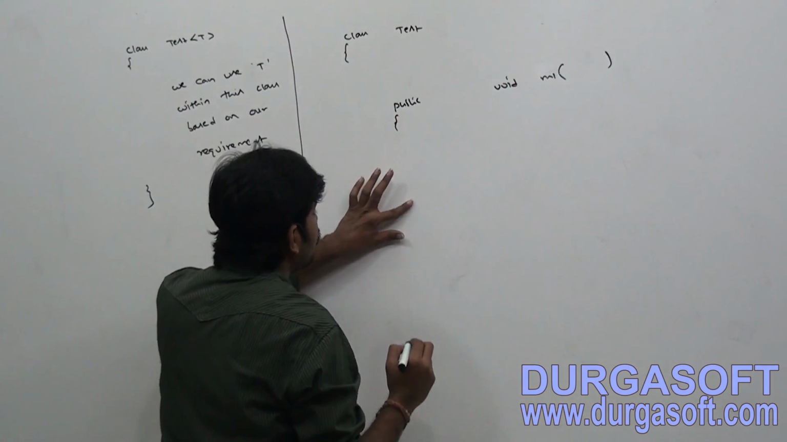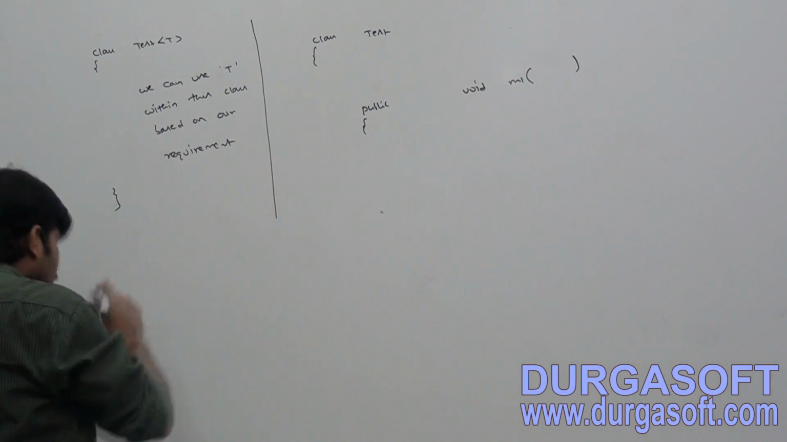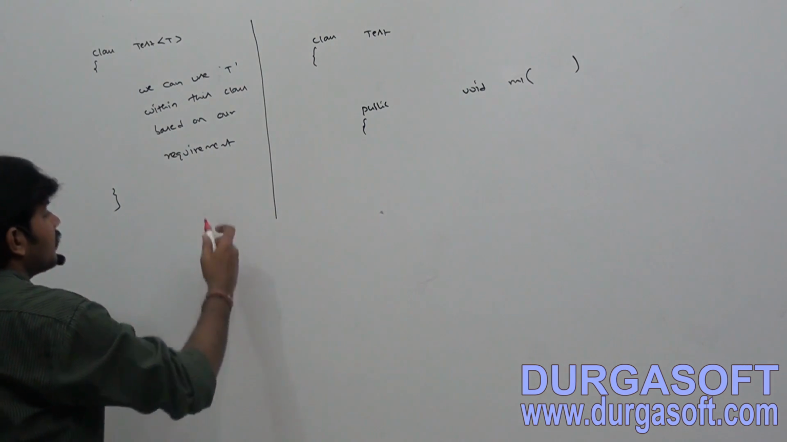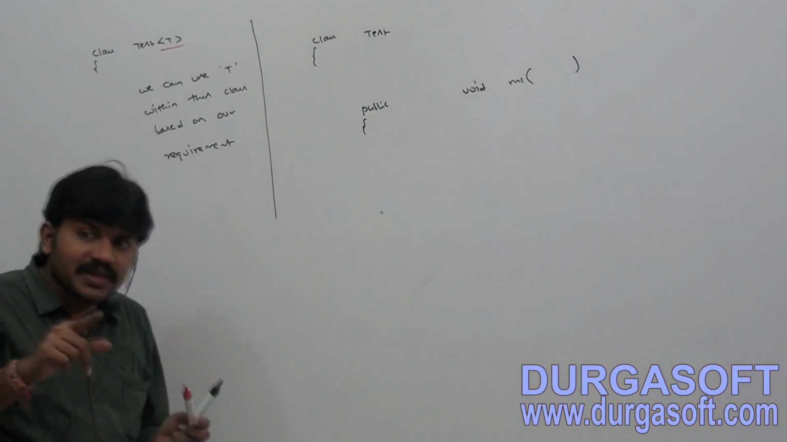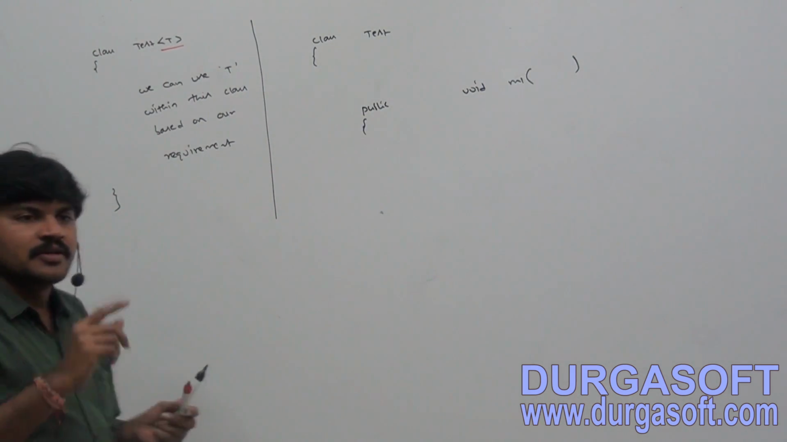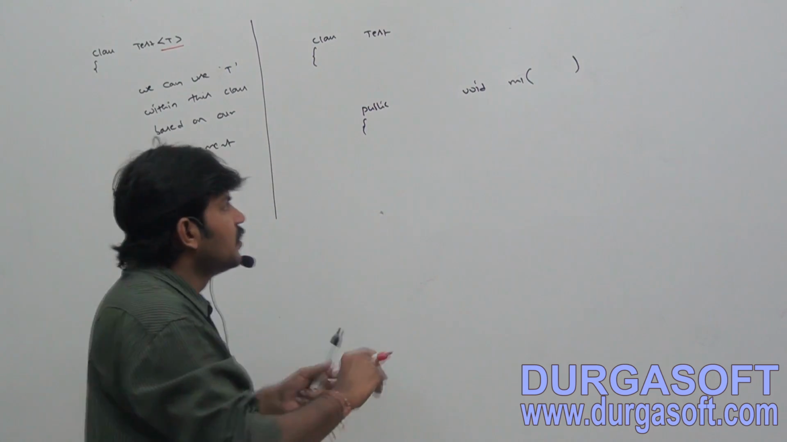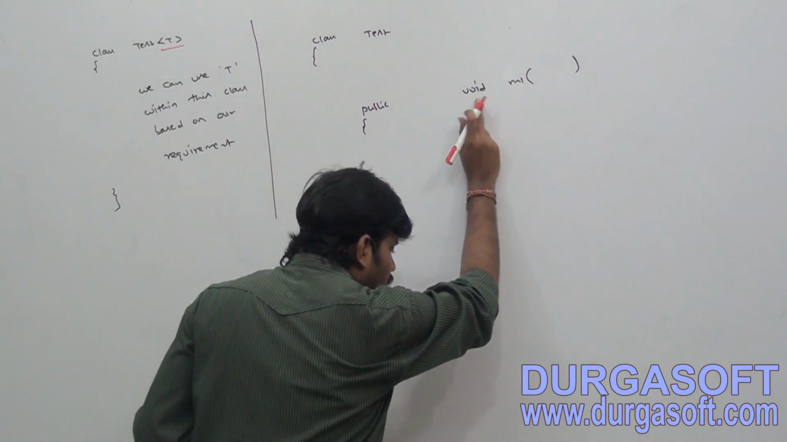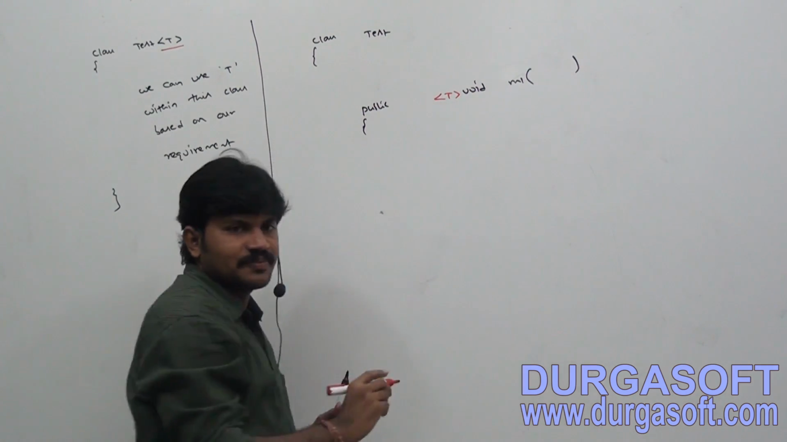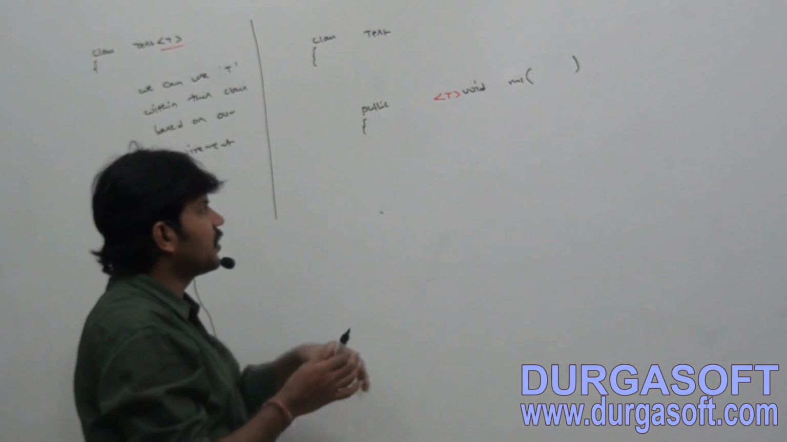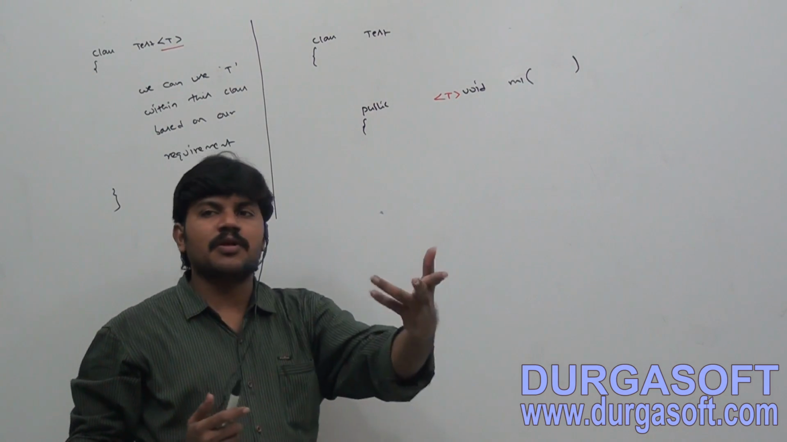Where do we have to declare the type parameter? If it is at class level, just after the class name. If it is at method level, just before the return type. Here the return type is void, so just before the return type we declare it. This is the type parameter. Now within this method you can use T based on your requirement.